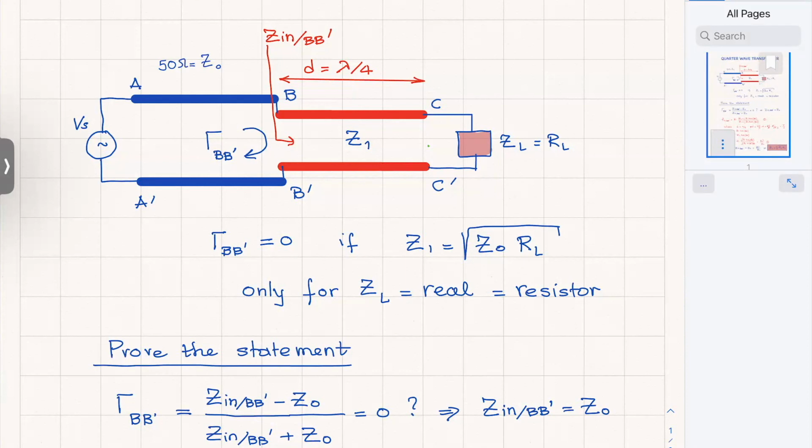Yes. So no matter the configuration of the transmission line, as long as the load is real, we can use the quarter-wave transformer? Yes, absolutely. When you say configuration, you mean the geometrical? Yes, absolutely. Any other questions on this?